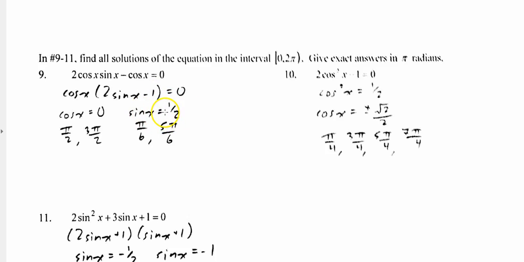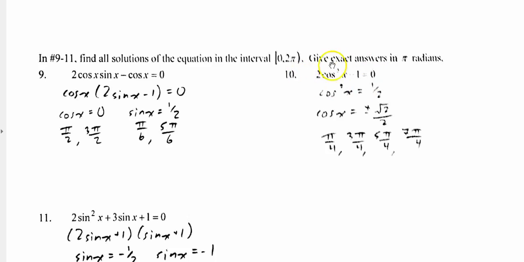And then when you're looking at your unit circle, you're checking the x coordinates for cosine. That equals 0. That happens in 2 places. And then for sine of x, you're checking the y coordinates on your unit circle and looking for 1/2. So the y coordinates for 1/2 happens in 2 places as well.